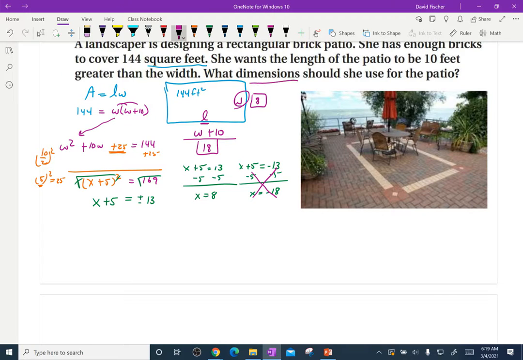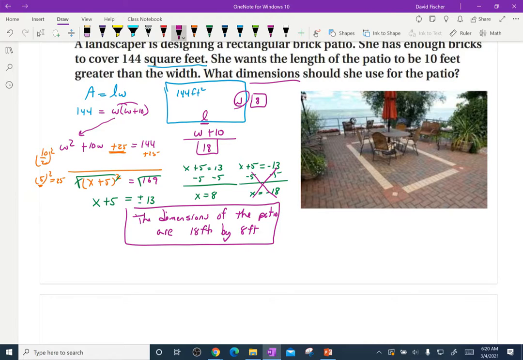And they said, well, what are my dimensions? So the dimensions of the patio are 18 feet. Dimensions, you need to use the word by, 8 feet. There we go. So we solved it.